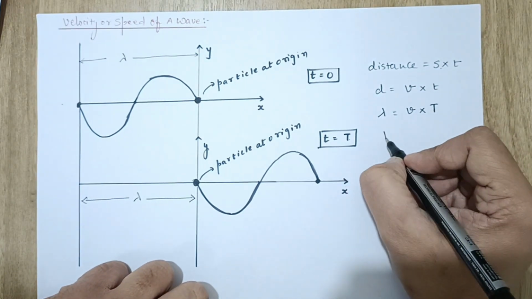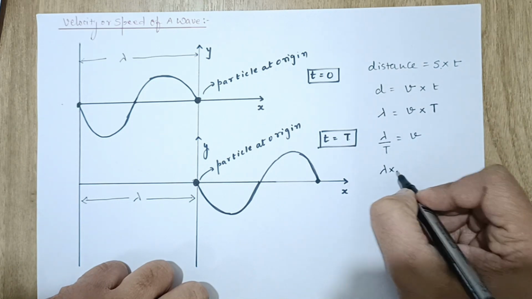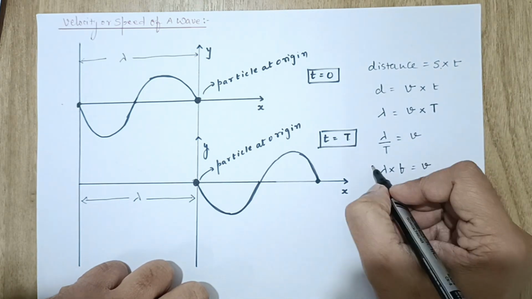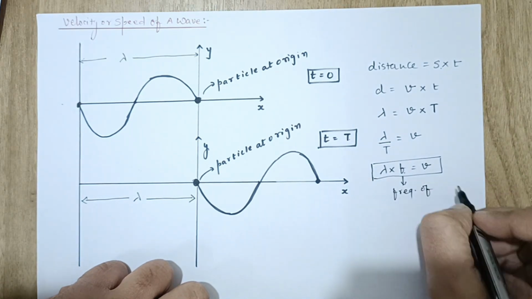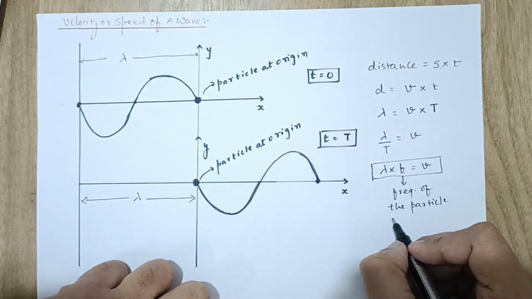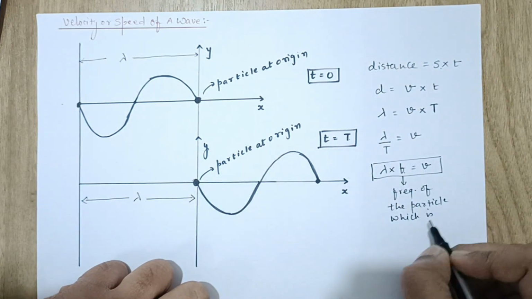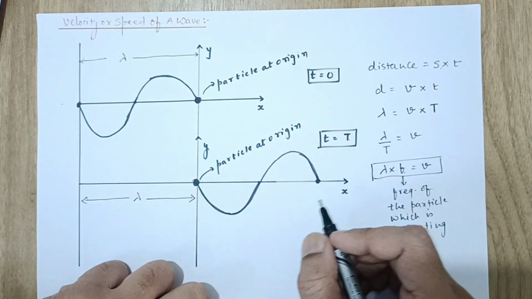So let me take this T at the denominator of this particular equation, v. Now 1 upon time period is the frequency. So lambda times f is equal to v. So this is the equation. By the way, this is the frequency of the particle, that means this particle which is oscillating due to the influence of this passage of wave through it.